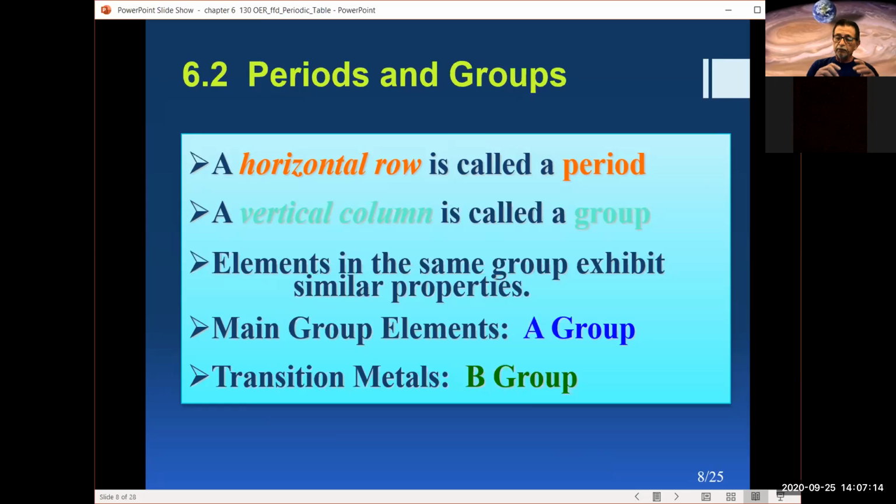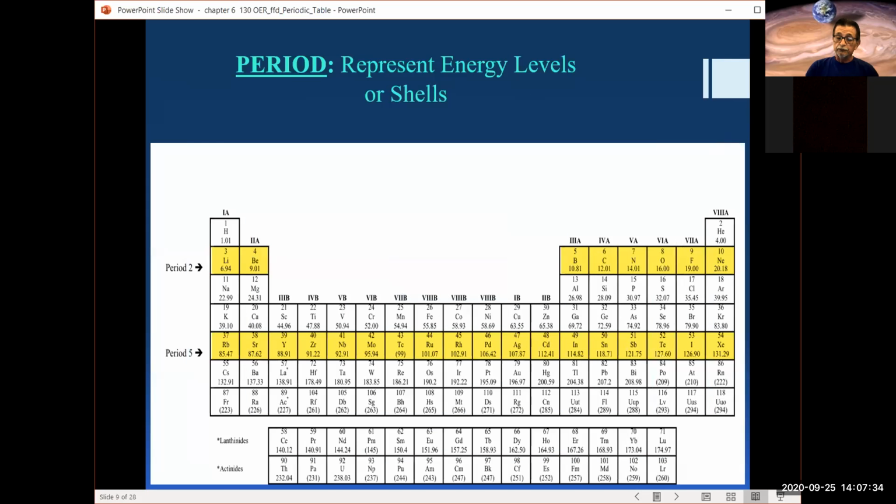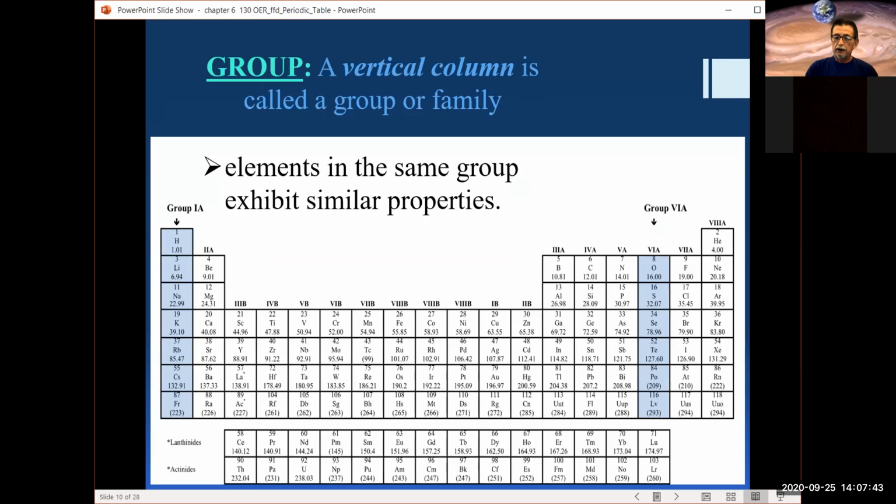The F block and the D block or the B elements, they have their own little name too. Those are called transition metals. Okay, transition metals. So we got the main group elements, and the transition metals are starting with the D block. Okay, so this represents the period, or the energy level, or the shells is another term that is utilized. And then we got group or family.